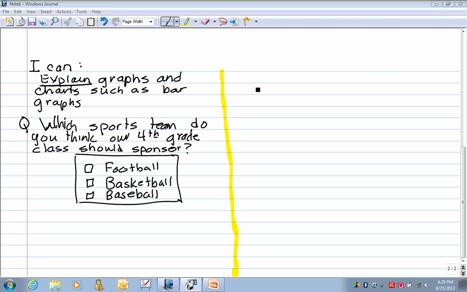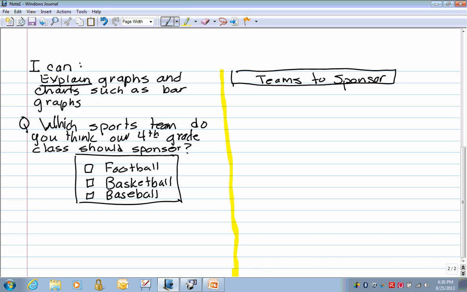Okay, on the right side, we are going to make a chart. And we are going to label it teams to sponsor. And our first choice is football. Our second choice was basketball. And our third choice was baseball.